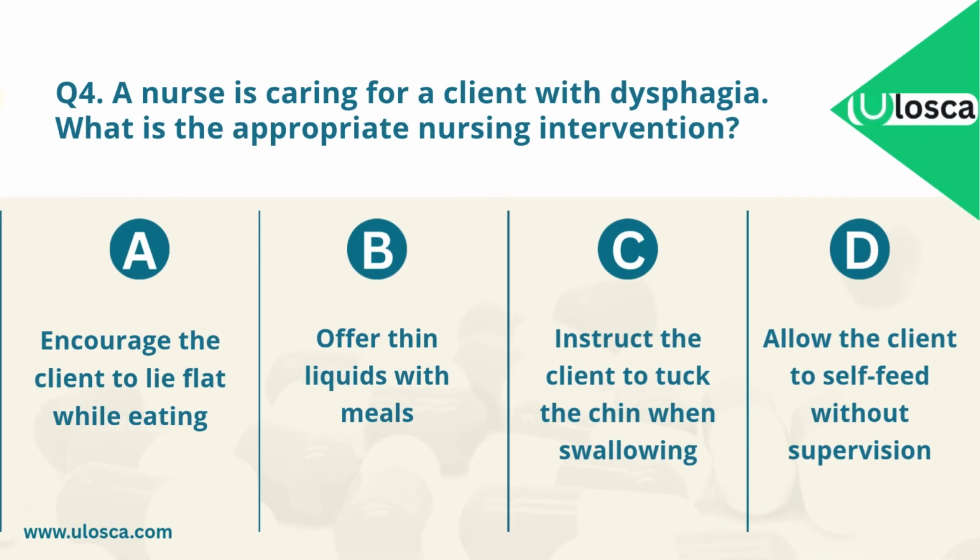Question 4. A nurse is caring for a client with dysphagia. What is the appropriate nursing intervention? A. Encourage the client to lie flat while eating. B. Offer thin liquids with meals. C. Instruct the client to tuck the chin when swallowing. D. Allow the client to self-feed without supervision. Which one is the correct answer?